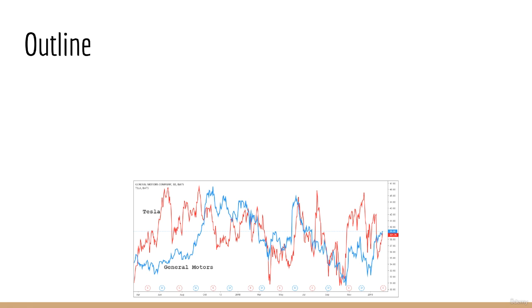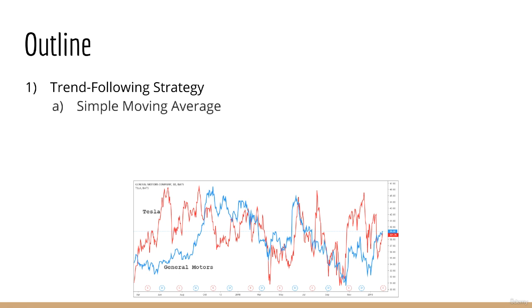So let's do a short outline of this section. We're going to start by introducing a traditional approach called trend following. You may be surprised to see that this only depends on the simple moving average, which is a concept we discussed much earlier in the course. At that time, it was mostly just a stepping stone to the exponential moving average. But you'll see that this simple concept can be applied to trading as well.